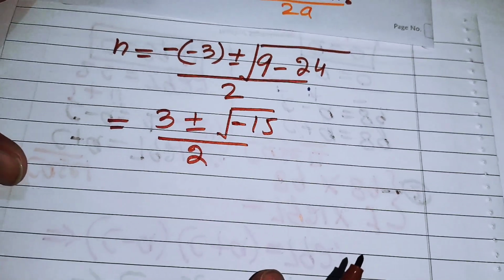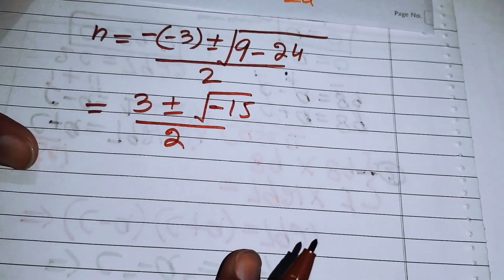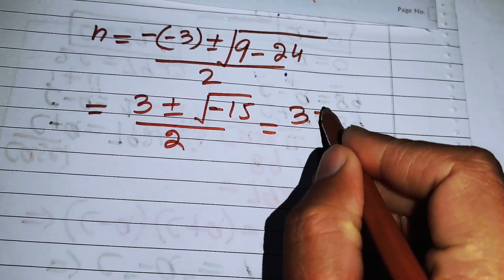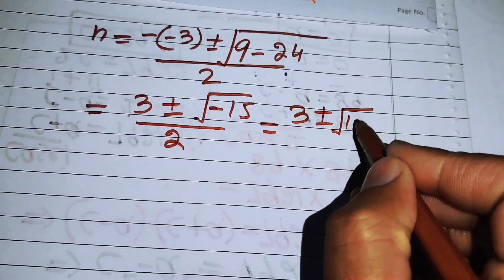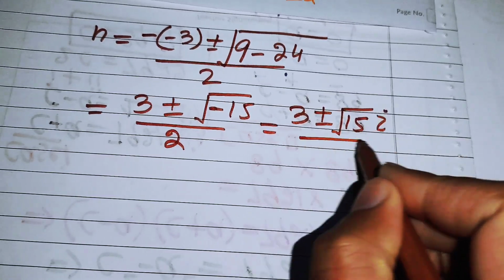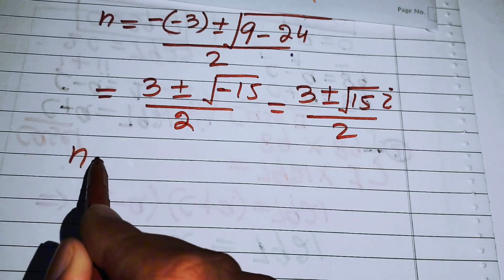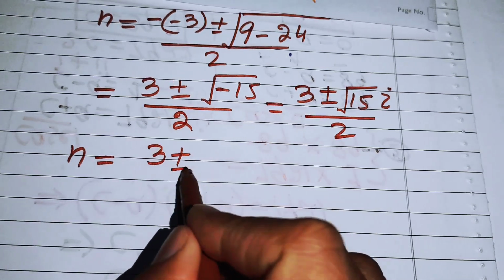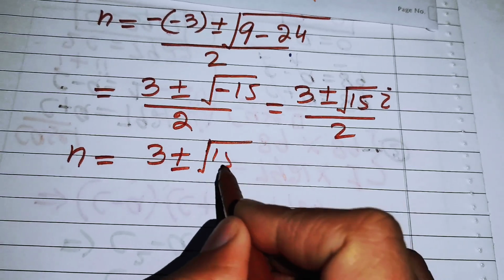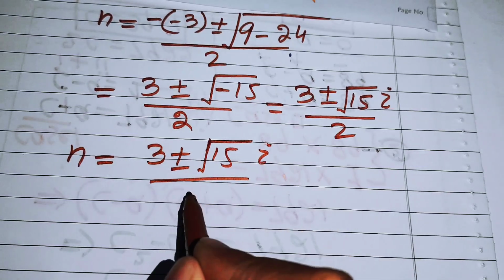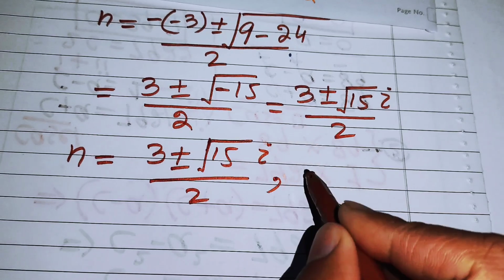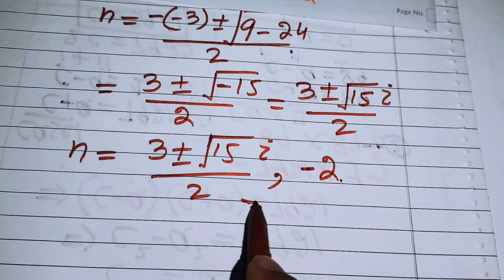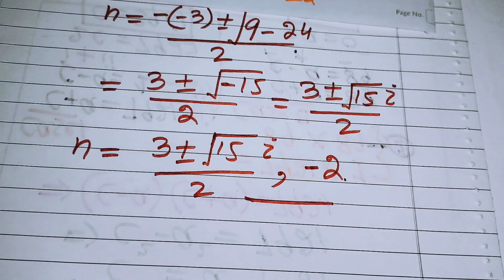Here you see that we have a negative sign inside the square root, so we write it as 3 plus or minus square root of 15 times iota, over 2. So these are the other two roots of the given cubic equation: 3 plus or minus square root of 15 times iota over 2. These are the two roots, and the third root is minus 2. So these are all three roots of the given equation, and this is our final answer.